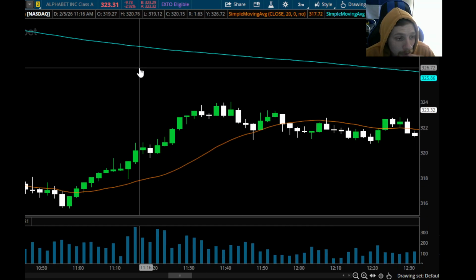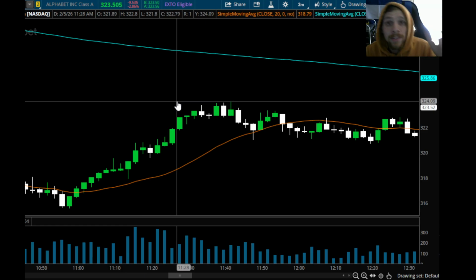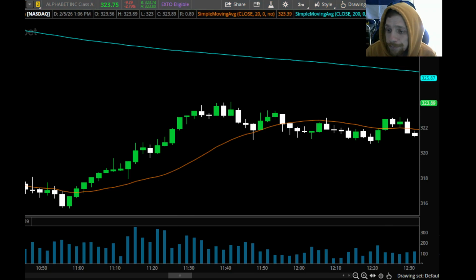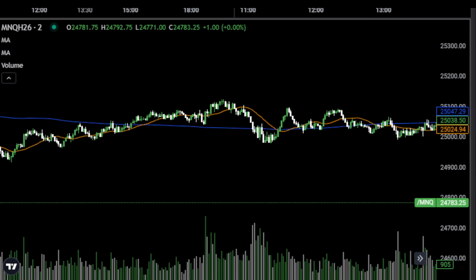So I just wanted to show you guys a couple examples of that location versus the open, and then an A+ setup versus a B or a C setup. So the last thing I want to do is just show you guys the futures. My face will go away for a second.